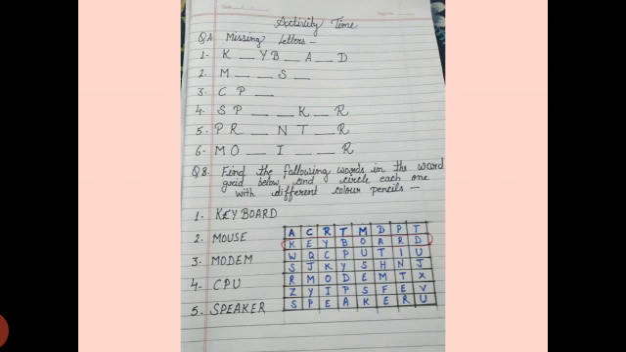Find the following words in the word grid below and circle each one with a different color pencil. So here, have you seen the grid? Some words are there: keyboard, mouse, modem, CPU, speakers. So what do you have to do? Find out the letters. Once I solve it, you see here. In the same way, you solve it. Okay, come on, next question.